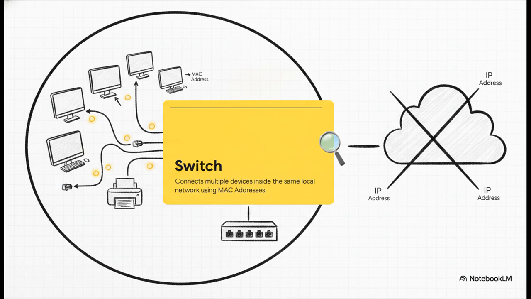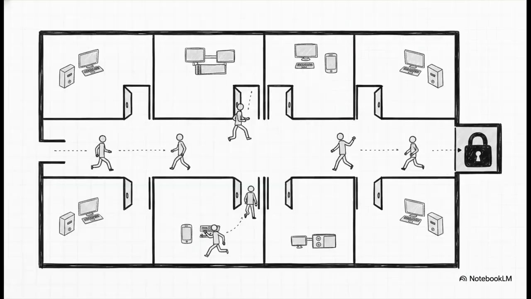But here is the absolutely crucial thing to remember. A switch only handles local traffic. It talks to devices using their physical hardware footprints, which we call MAC addresses. It has absolutely no idea how to connect to the outside internet. None. To make this super concrete, imagine your local network is an apartment building. In that scenario, you should think of the switch purely as the hallway connecting the apartments together. It lets the residents, or your devices, visit each other, but it doesn't actually get them out of the building.